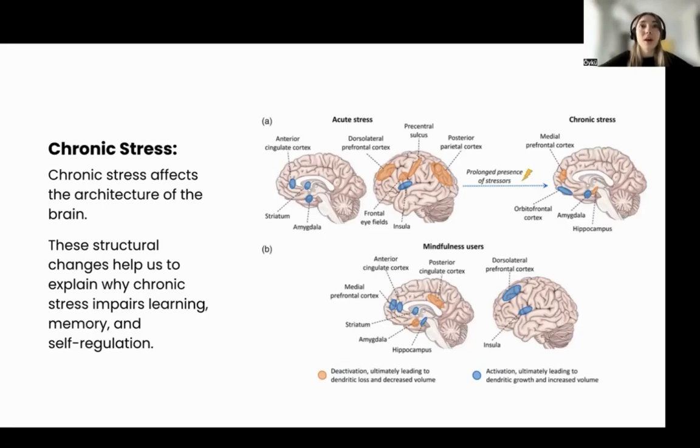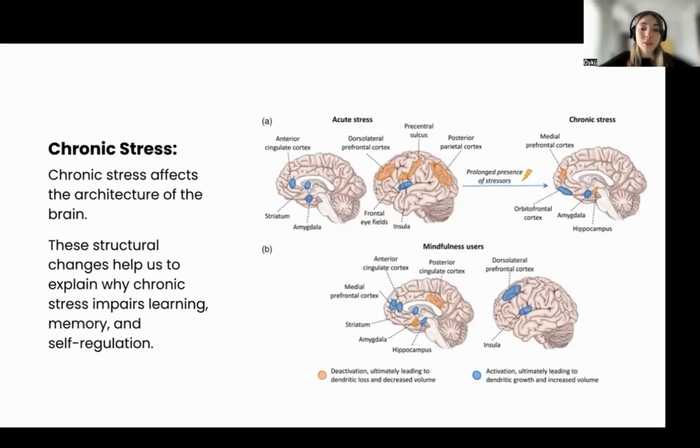And so these changes fundamentally help us to explain why stress impairs learning, and also memory, emotional regulation with the prefrontal cortex, or decision making, right? And you can look at the image here. So when you see acute stress, you see the deactivation, which ultimately leads to dendritic loss and decreased volume in specific regions. But it's also important to know that during chronic stress, we see activation in the amygdala, right? But that's not a good thing, because when the amygdala is enlarged, that's when we see the problem. And so with mindfulness users, we see deactivation in the amygdala, right? And so these are very important, and a prolonged presence of stressors can cause this, right?